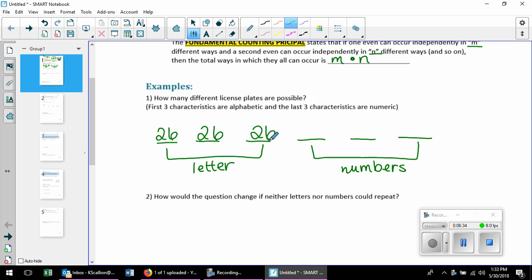I know. What about numbers? You've got to count 0. BBB040. You can definitely use 0. So we have 10, 10, and 10. What is it that I do with all these numbers to figure out how many possible combinations? Multiply.